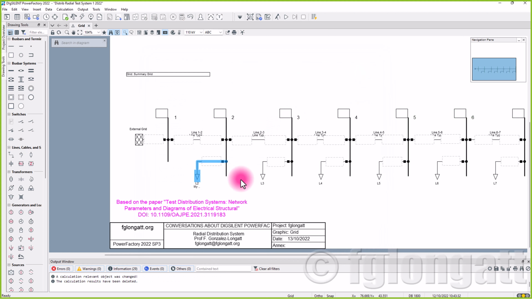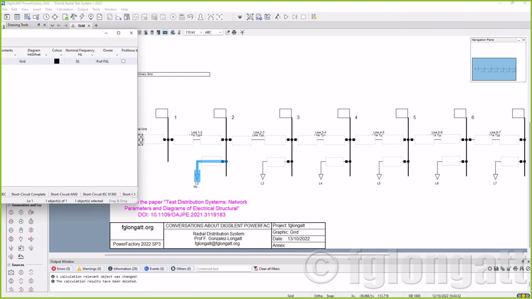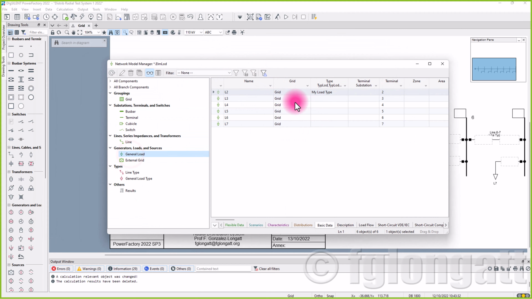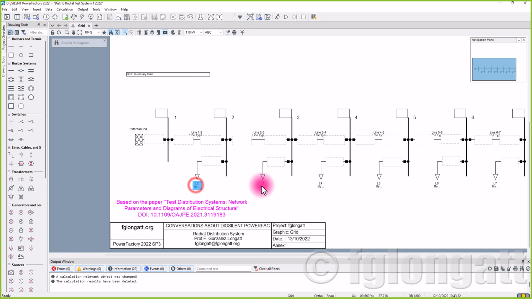Okay, no problem. And then what I will do is use the network model manager. I open the network model manager and go to the loads because I have more loads here. I will use the same model, the same type, for the other loads. I copy here and paste. Well, you can see the following, my dear students. Right now, all the models for those loads have been assigned, and you can see that all those loads have the model, okay?